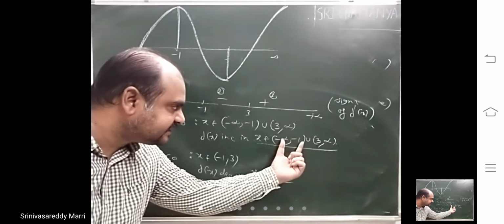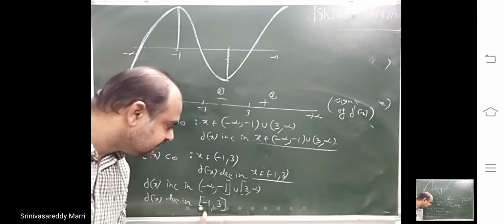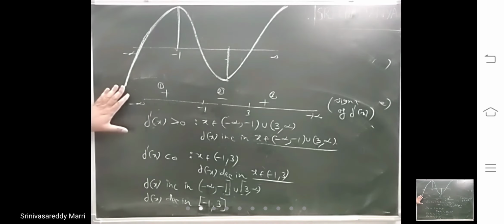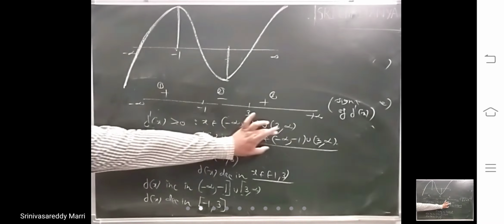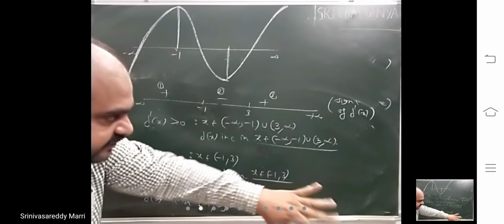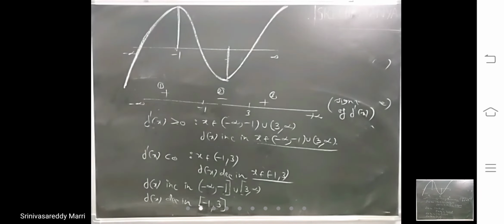In the answer, if it is asked, we will write the closed interval. Whenever increase or decrease is asked, from now onwards, I will write these intervals. If the answer has closed intervals, you write that also. So look at the next problem.